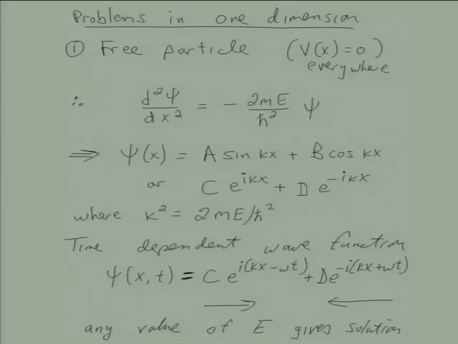Okay. So with that kind of general background, let's look at real problems in one dimension. And we'll start simple and we'll get more complicated as we go along. The simplest possible problem is the free particle. Okay? And what it means is there's no potential anywhere. I just have a free particle in free space.